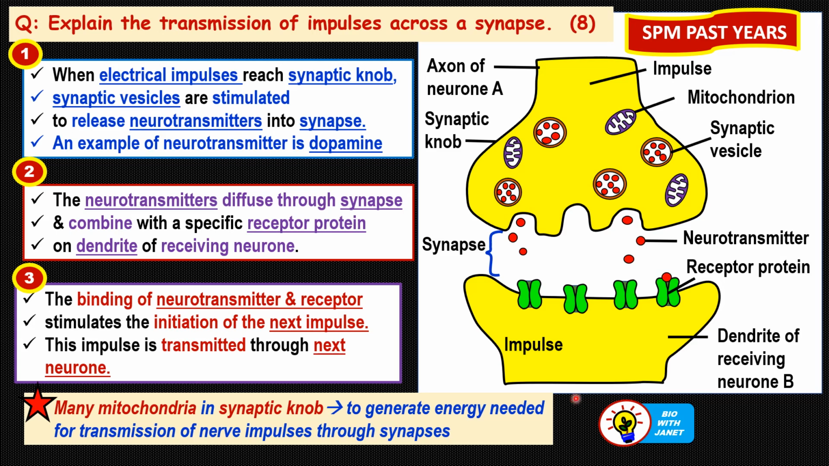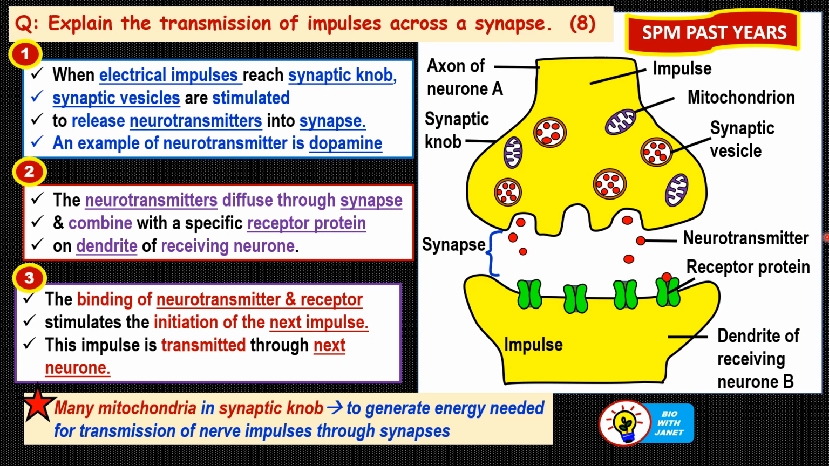Now, another point that we can mention is the adaptation of the neuron to transmit nerve impulses across the synapse. And that is, at the synaptic knob, there are many mitochondria, numerous mitochondria, to generate a lot of energy which is needed for the transmission of nerve impulses through the synapse. That's the function of the mitochondria, because energy is needed for transmission of nerve impulses through the synapse.